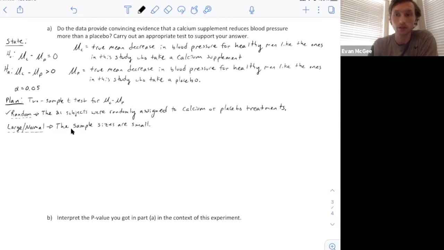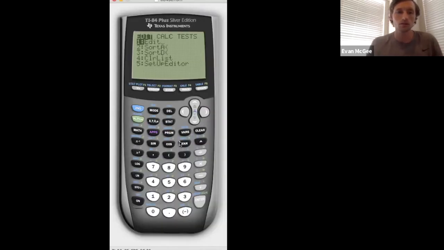So we'll put these in the calculator and see what the box plots look like. Go to our lists of stat, edit, and I'll enter the calcium group here and the placebo group in here.